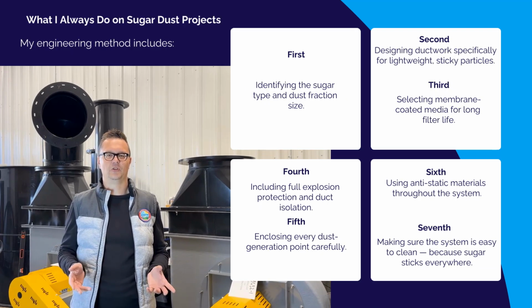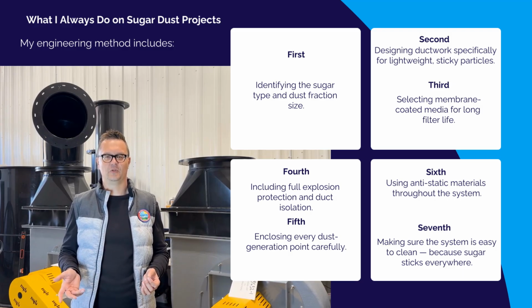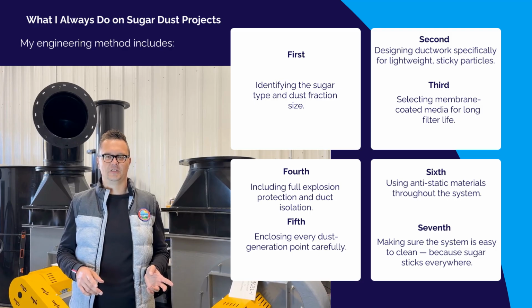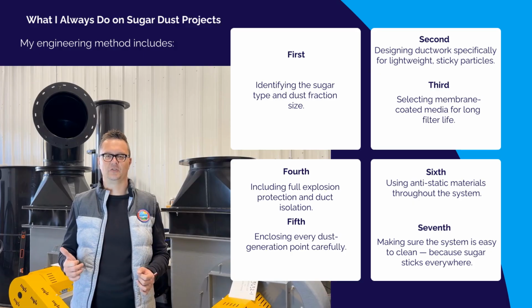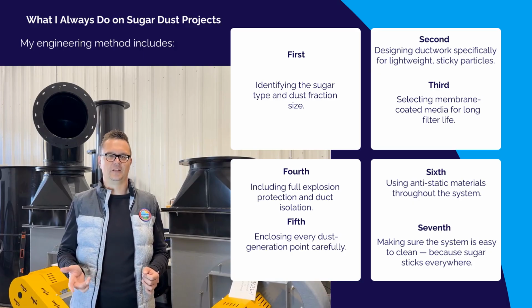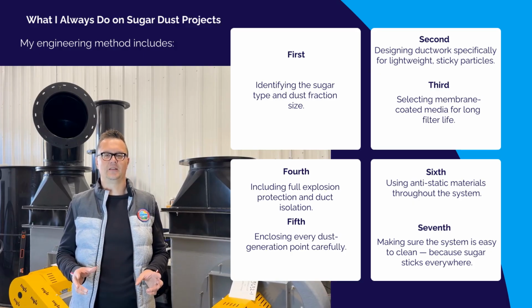What I always do on sugar dust projects, my engineering method includes, first, identifying the sugar type and dust fraction size. Second, designing ductwork specifically for lightweight, sticky particles. Third, selecting membrane-coated media for long filter life. Fourth, including full explosion protection and duct isolation. Fifth, enclosing every dust generation point carefully. Sixth, using anti-static materials throughout the system. Seventh, making sure the system is easy to clean because sugar sticks everywhere. These practices ensure consistent air quality and safe operation.